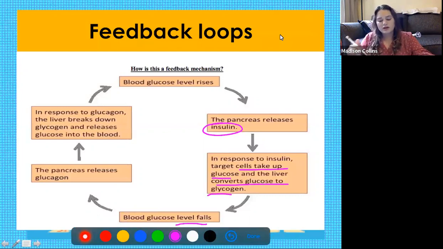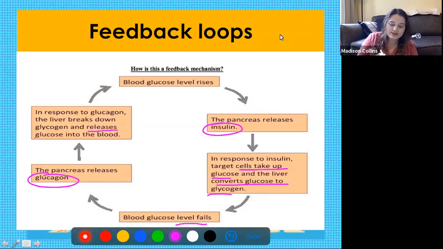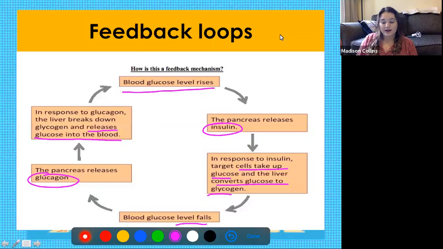But then if your blood sugar levels get too low, the pancreas is going to notice that as well and release that other hormone, glucagon. Glucagon's job is to raise blood sugar levels. So in response to glucagon, the liver is going to break down glycogen and release glucose into the blood. And because of that, blood glucose levels are going to rise.